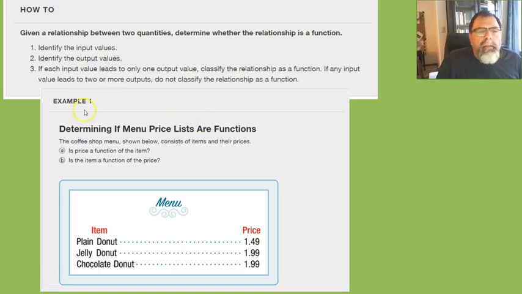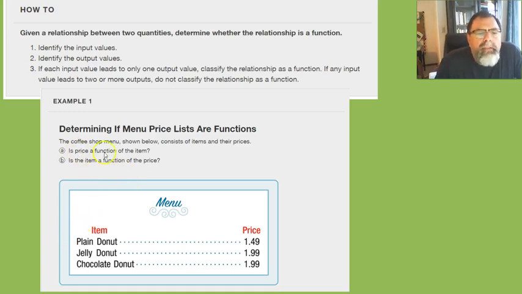Okay, let's look at example 1. Determine if the menu price lists are functions. The coffee shop menu shown below consists of items and their prices. A, is the price a function of the item? B, is the item a function of the price?